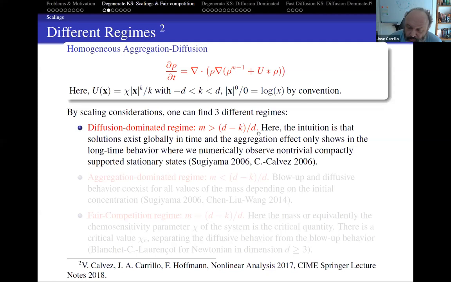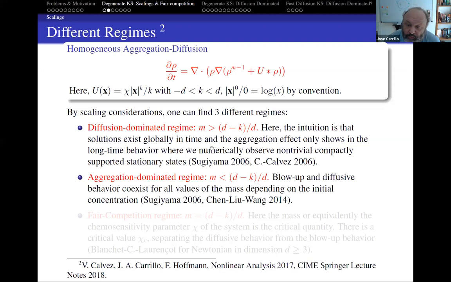Then the aggregation dominated regime, which is the complementary case in which m is strictly less than one minus k over dimension, the opposite effect happens. When you take a profile rho and you scale it, keeping the mass, in such a way that you make it closer to a Dirac delta, the energy decreases. So it's more favorable to concentrate than to disperse or diffuse.